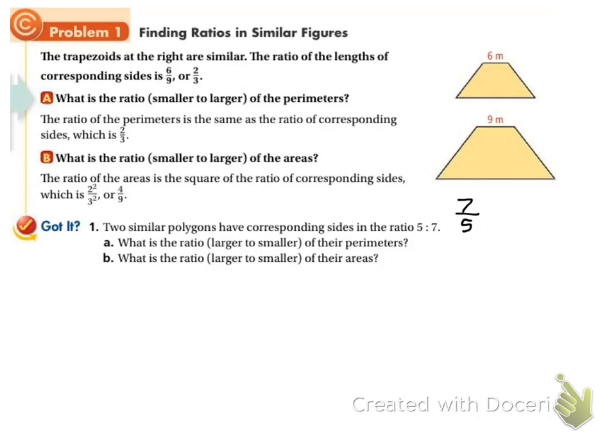What is the ratio, larger to smaller, of their perimeters? Well, the ratio of perimeters is exactly the scale factor, so that's just 7 over 5. Then it says, what is the ratio, larger to smaller, of their areas? Well, this is the one where we need to do a squared over b squared. So 7 squared over 5 squared. 7 squared is 49, and 5 squared is 25.